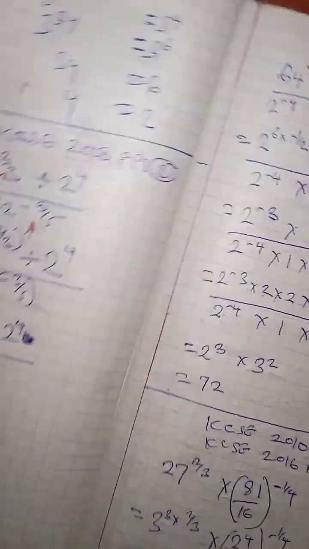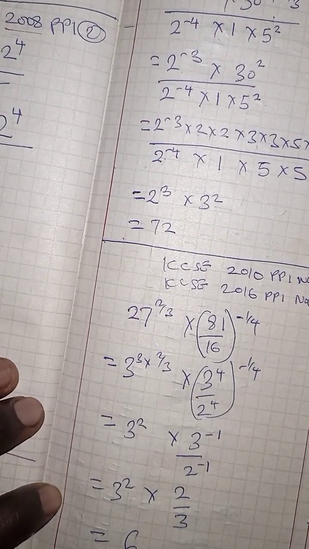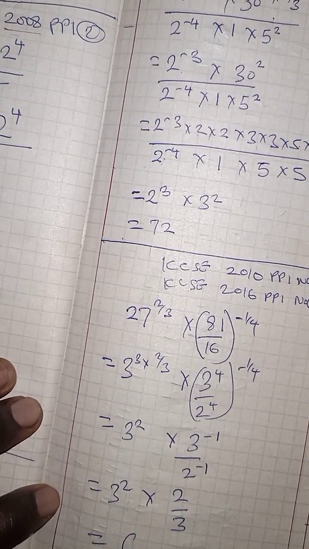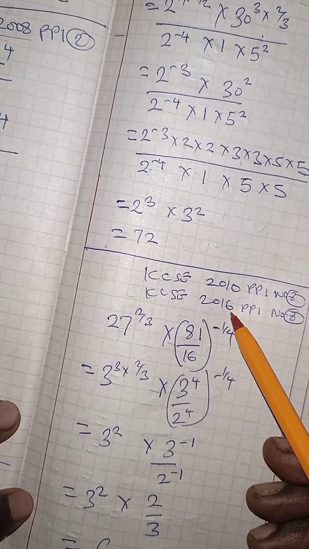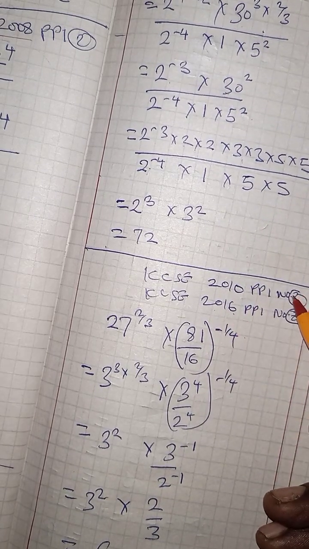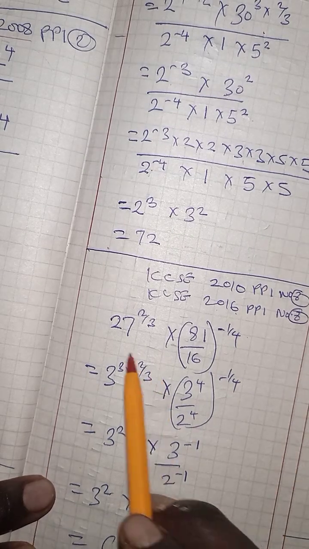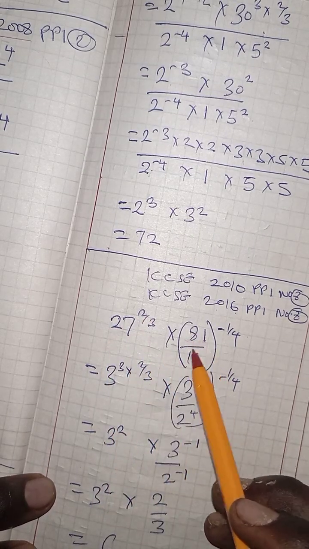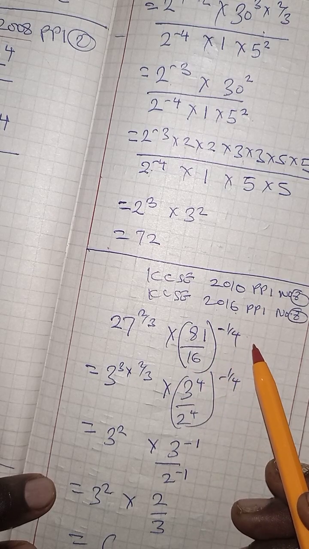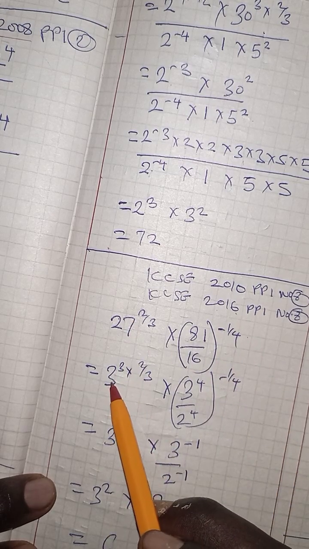Now let's look at this other sum. This is KCSE 2010. It was repeated in 2016. Both of them were paper 1, number 8. Now a student wants to simplify this. What is 27 raised to the power of 2/3 multiplied by 81 divided by 16 raised to the power of a quarter? Now 27 can be written as 3 raised to the power of 3.